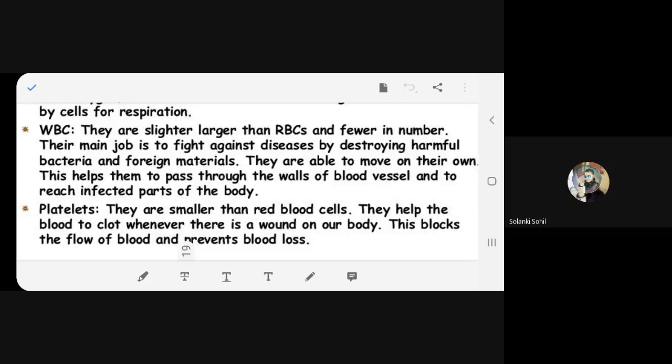Any problem regarding this slide, beta? Ma'am, you had explained platelets that I had not understood. Which one?